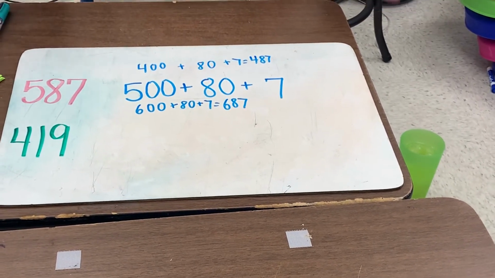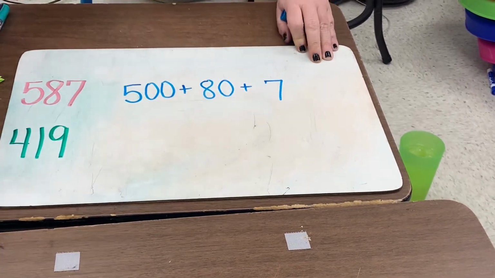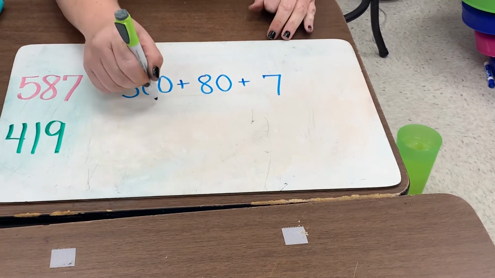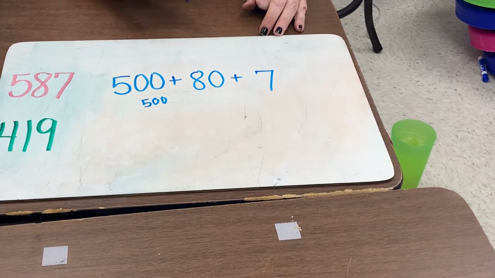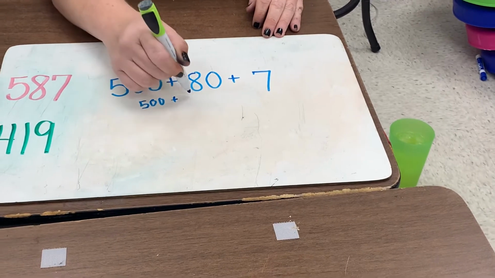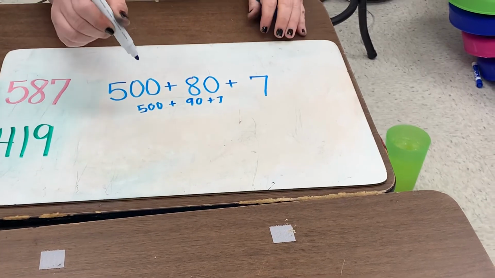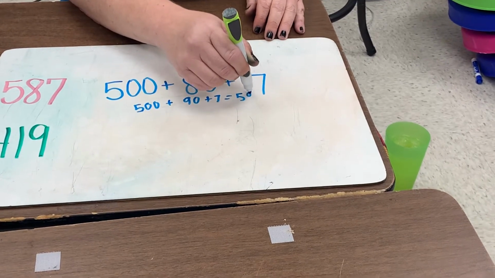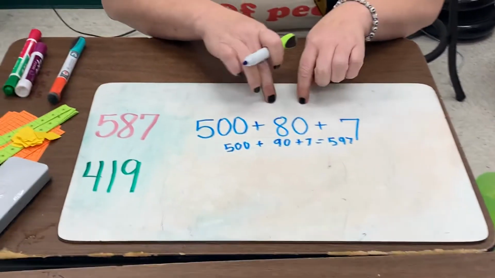Or if I had been asked, what is 10 more than this number? I'm going to go to my 10 spot. My 500 would stay the same, but 10 more than 80, well, let me count in my head. 10, 20, 30, 40, 50, 60, 70, 80, 90 comes next. So another 10 would give me 90. My ones place would stay the same. So 500 plus 90 plus 7, 10 more would be 597.